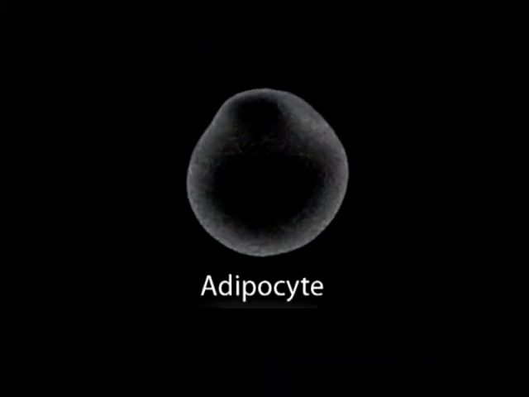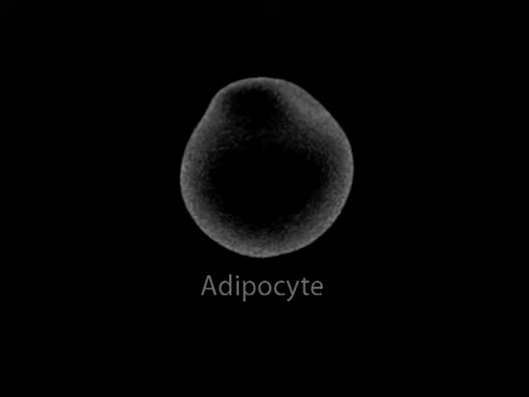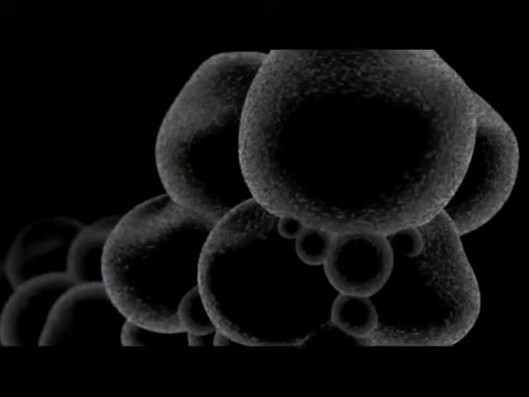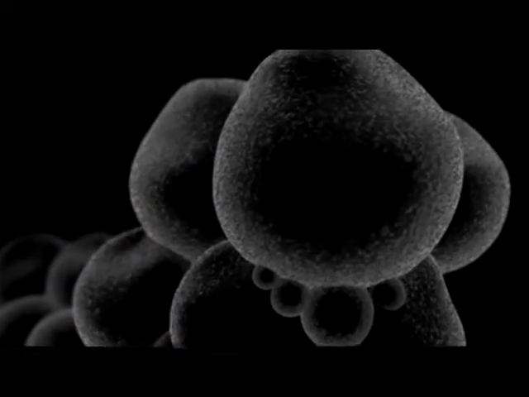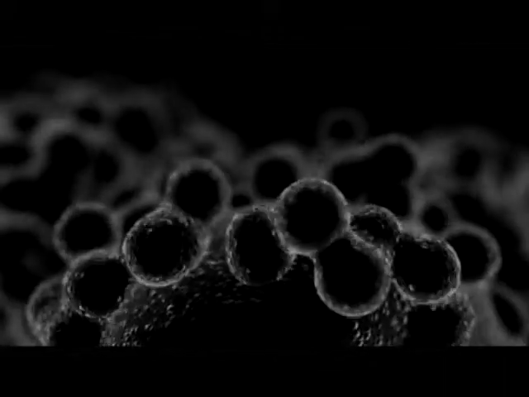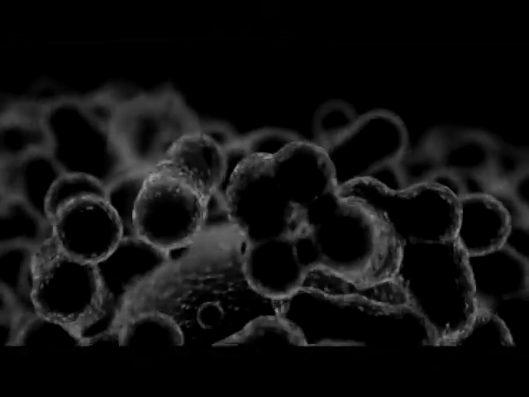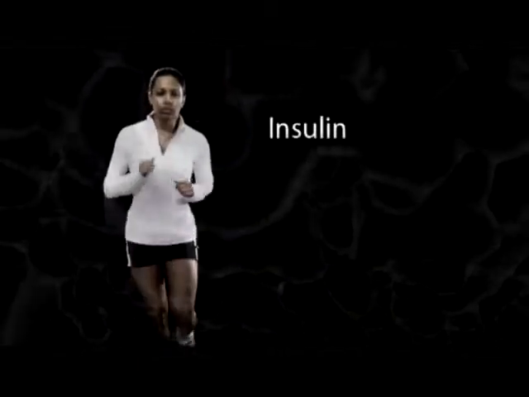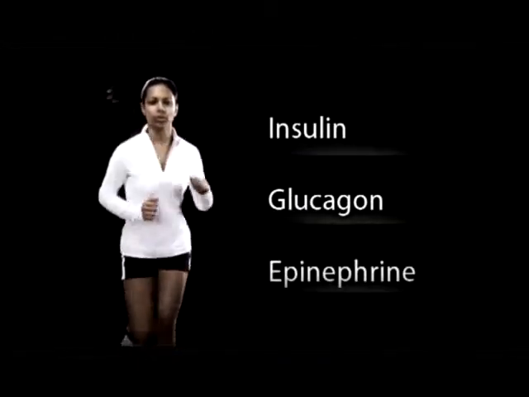This is a fat cell, otherwise known as an adipocyte. Depending on a person's physiological condition, adipocytes store fat derived from a person's diet and metabolism, or break down stored fat to supply fatty acids and glycerol to the body to be used as energy. These metabolic functions are regulated by several hormones, including insulin, glucagon, and epinephrine.